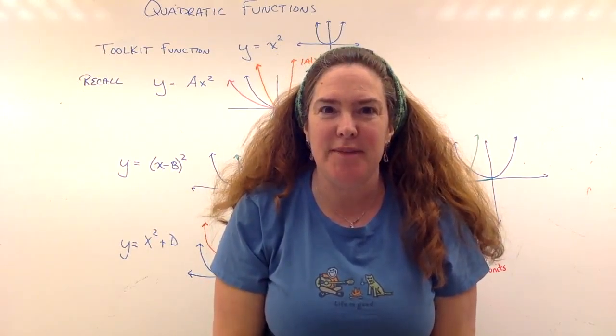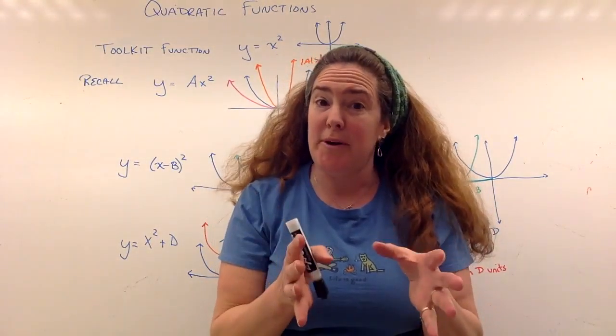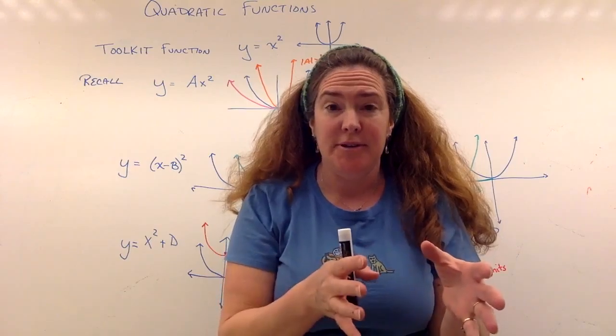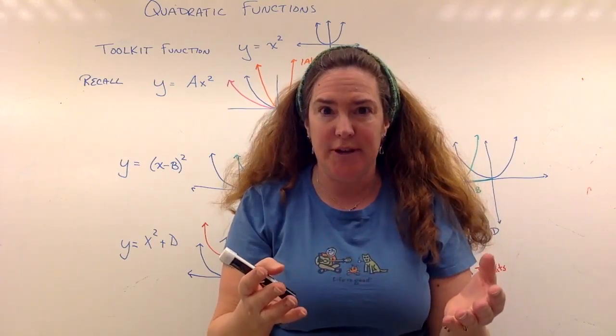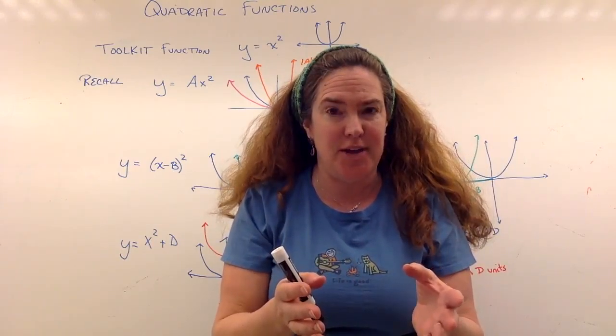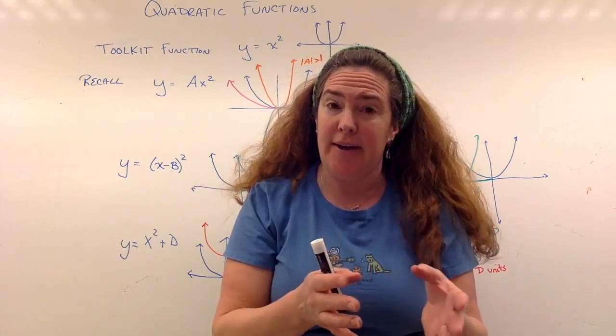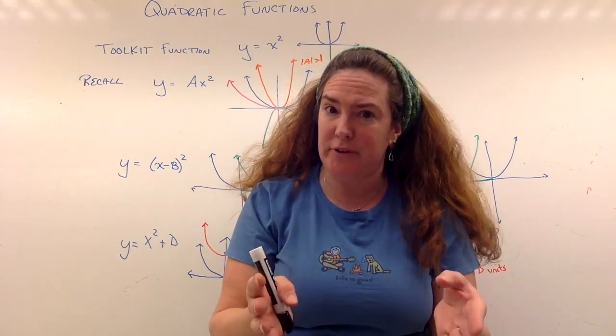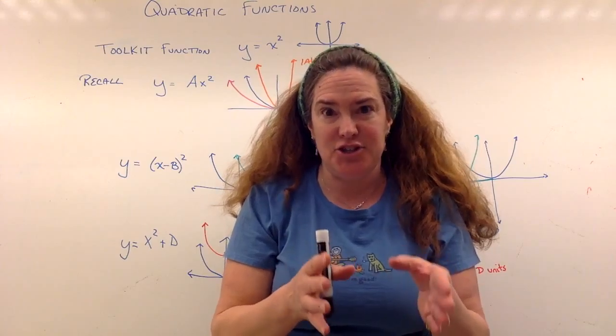Okay, so we're talking about quadratic functions. We want to see how they move around the axis. We know from our toolkit functions that once we know our basic shape, we can shift it all around. So the first thing I'm going to do is just a review of how a quadratic gets shifted.